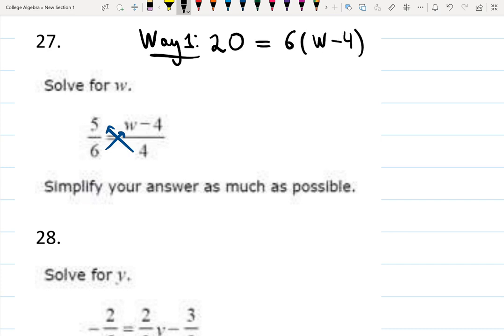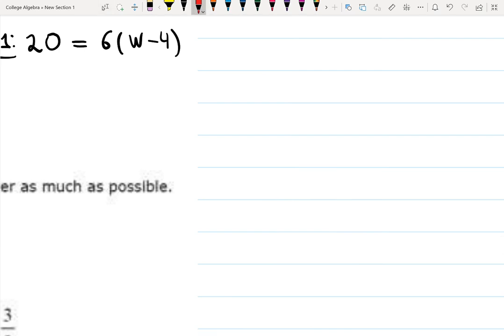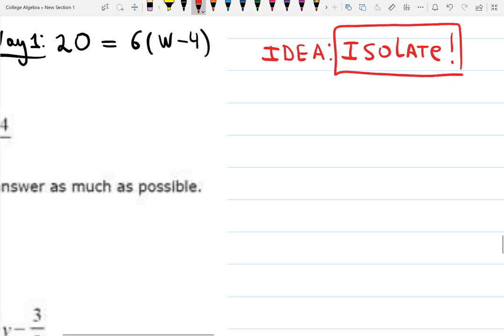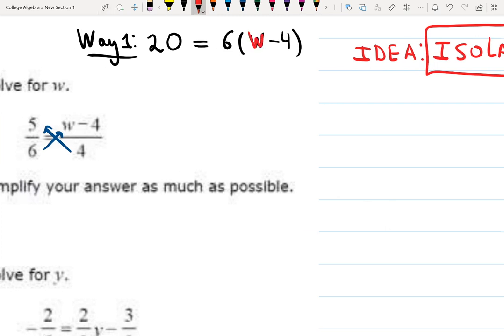Now, I'm still looking for w, so I want to isolate the unknown. Always remember that. So the most important idea is to perform all kind of steps you know to isolate whatever you're looking for. So I'm looking for w, then I want to isolate w.